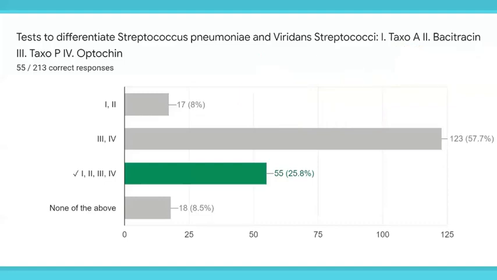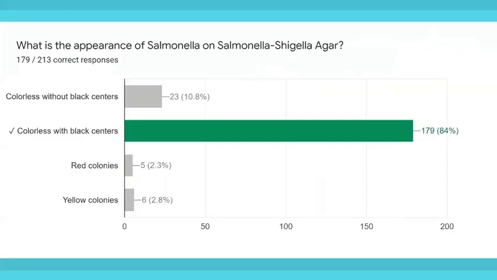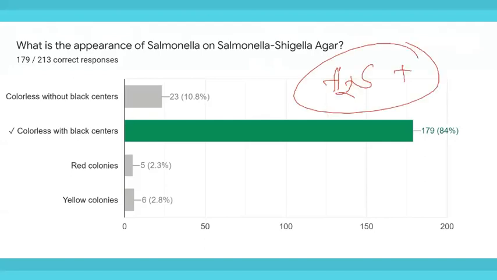What is the appearance of Salmonella on Salmonella-Shigella agar? The answer would be colorless with black centers. Okay? The key biochemical characteristic that we use to differentiate Salmonella from Shigella would be H2S production. Okay, H2S production. Salmonella is H2S positive. So it would produce black centers on Salmonella-Shigella agar. Shigella, on the other hand, will produce colorless colonies without black centers since it is H2S negative.